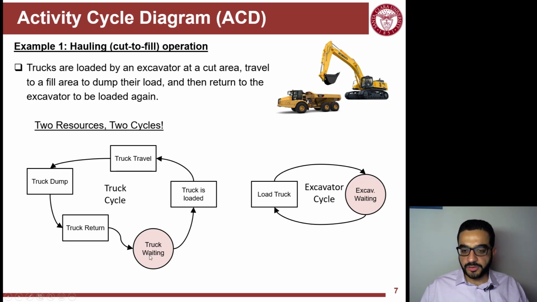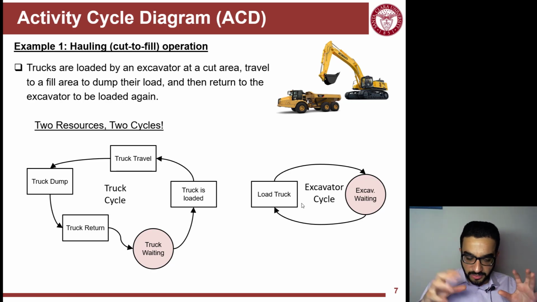We draw here mainly two symbols. The circle is for what we call a queue, where any part of the cycle, the process, the resource would be waiting for another resource to do a task. So the truck is being loaded by the excavator. So we're currently thinking of it as two segregated processes.